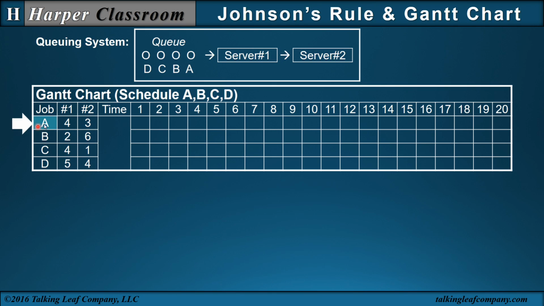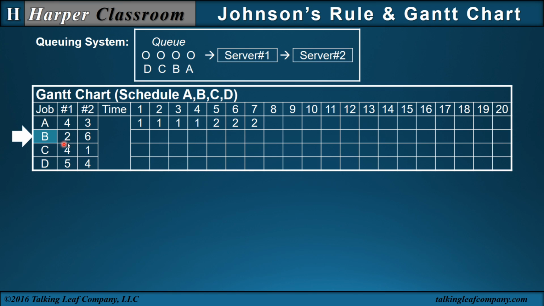So let's start with job A. A spends 4 days on server 1. Let me represent a day on server 1 with the number 1. So I have 4 ones. Then A proceeds to server 2 for 3 days. And let me represent a day on server 2 with the number 2. So I have 3 2s.